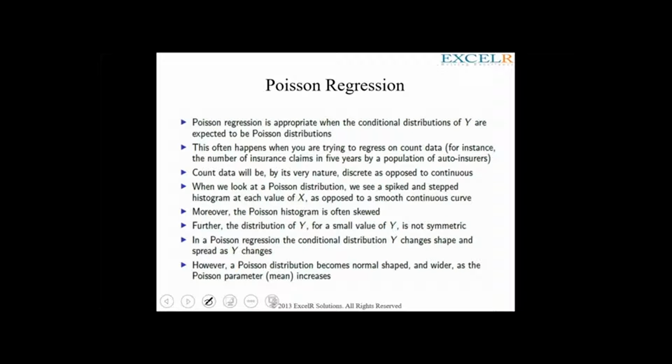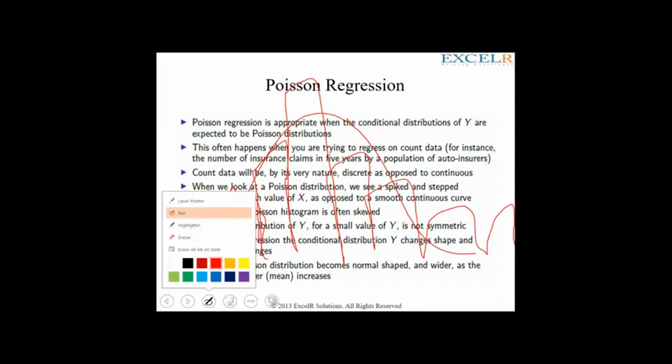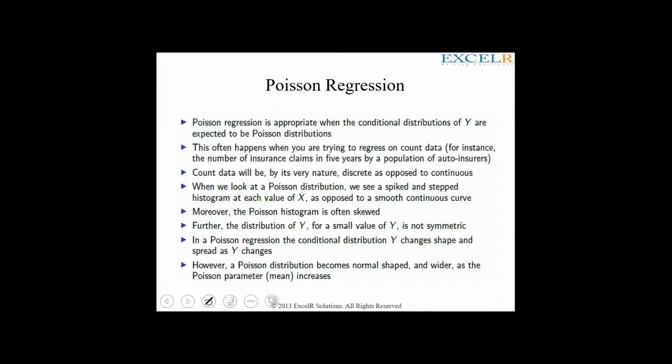When we look at a Poisson distribution, we see a spiked stepped histogram at each value of x. So you'll not have a smooth continuous curve like that. You'll have steps. Histogram, right? You'll have those kinds of steps basically. And also let me help you show how a Poisson distribution looks like, right? By drawing that. Poisson histogram is often skewed. So let me draw that and show it to you.